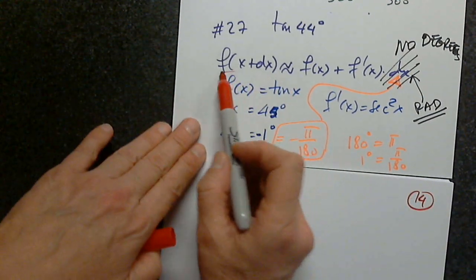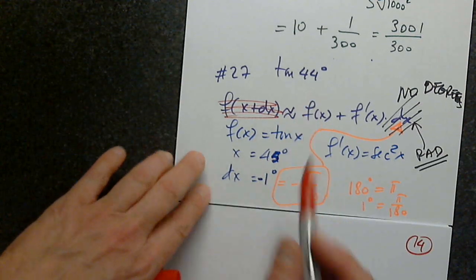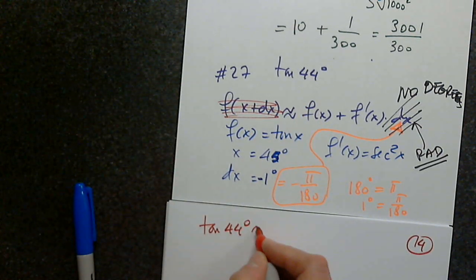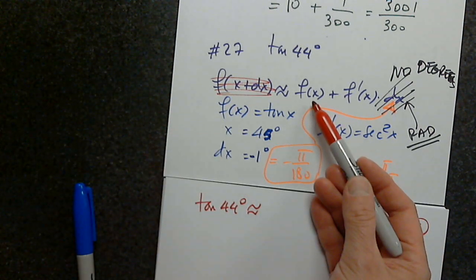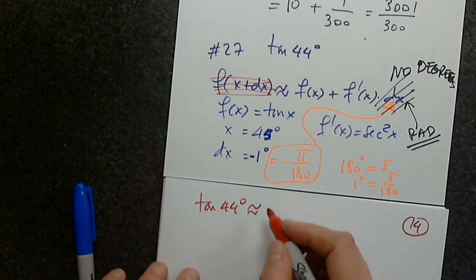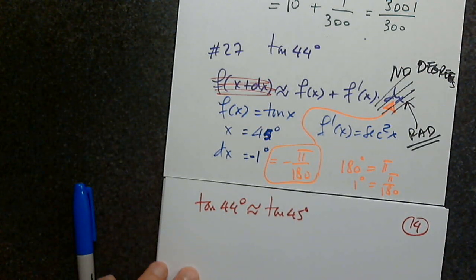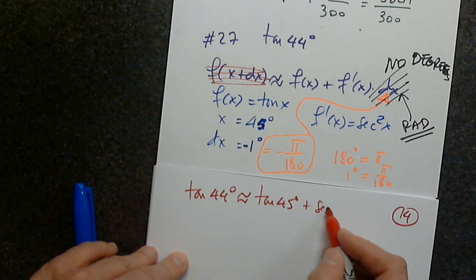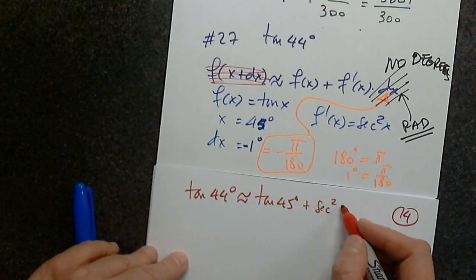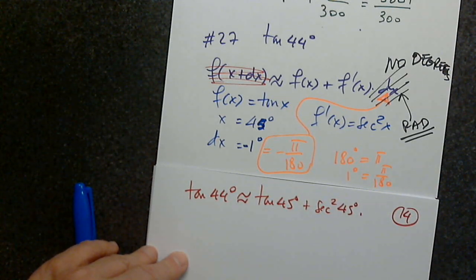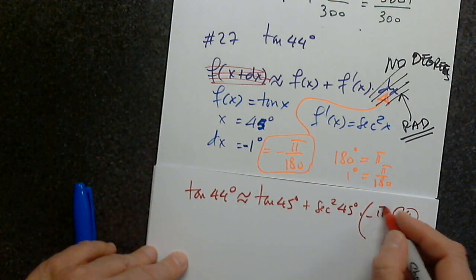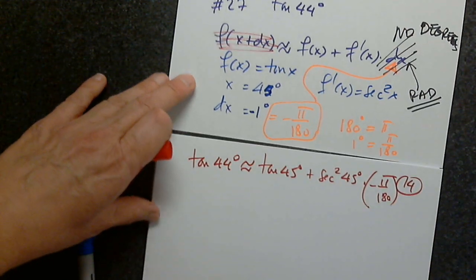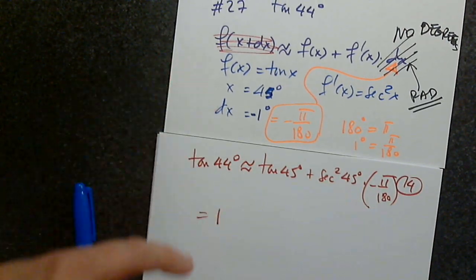Okay. So remember, this is what we are trying to do. This is our tangent 44. Approximately what? Tangent 45. Let's write it for everyone to see first, and then we'll plug in the numbers. Plus secant squared 45 times negative pi over 180 in parentheses. And this is 1.